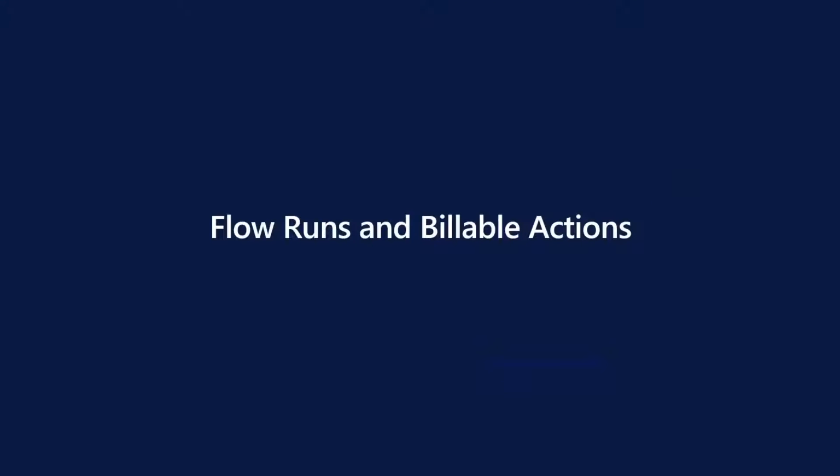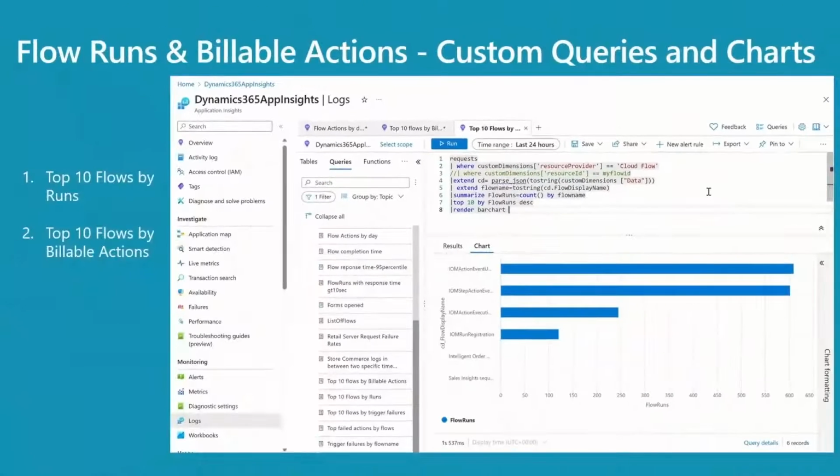Flow runs and billable actions. This section is about platform usage. We have 2 queries here: top 10 flows by runs and top 10 flows by billable actions. You may argue that this information is already available in PPAC and at flow level analytics. But if you're using App Insights as a holistic monitoring tool, then it makes sense to have this information right here in App Insights.